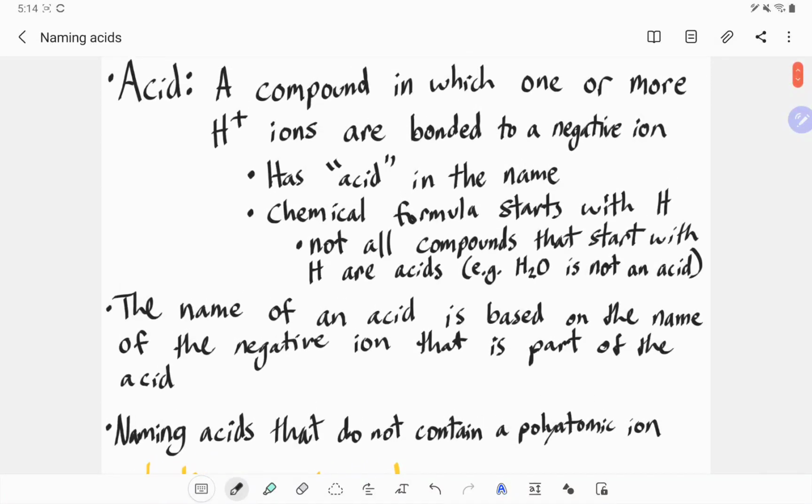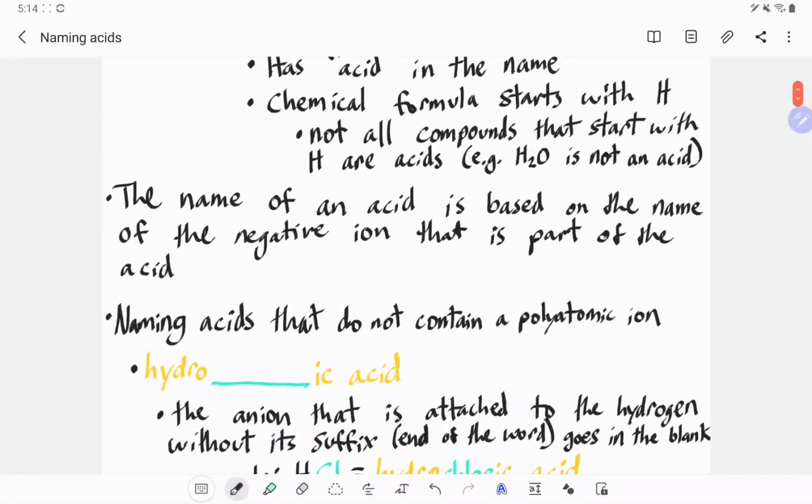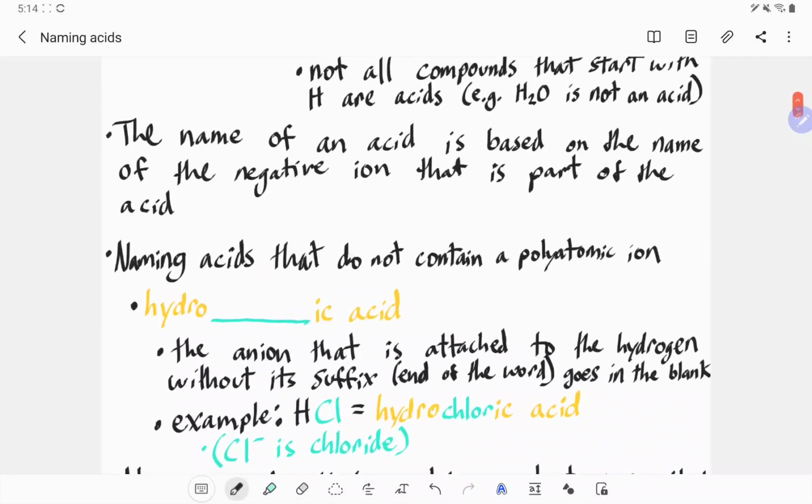Next, the name of an acid is based on the name of the negative ion that is part of the acid. And that will make more sense as we start going through the different examples of the rules for naming acids. So let's go ahead and scroll down to that.